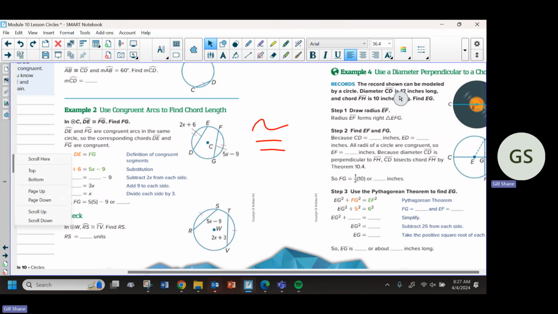So example 1 and 2 come straight from the 3 theorems. You just gotta figure out which theorem matches which example.